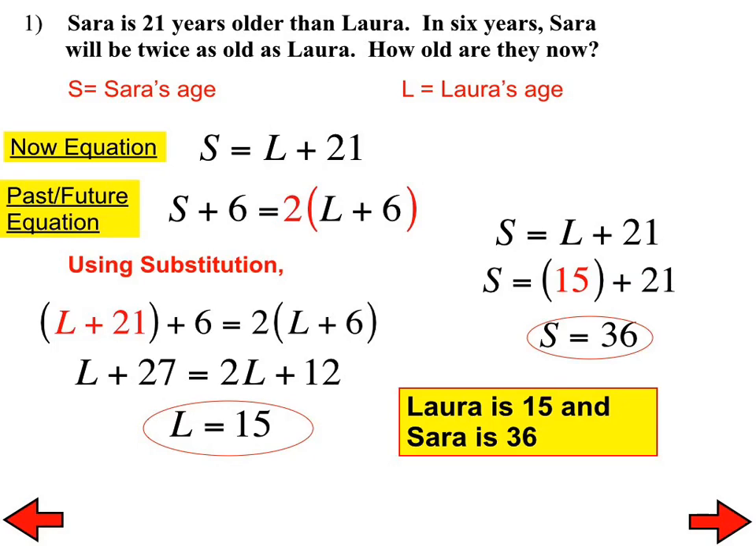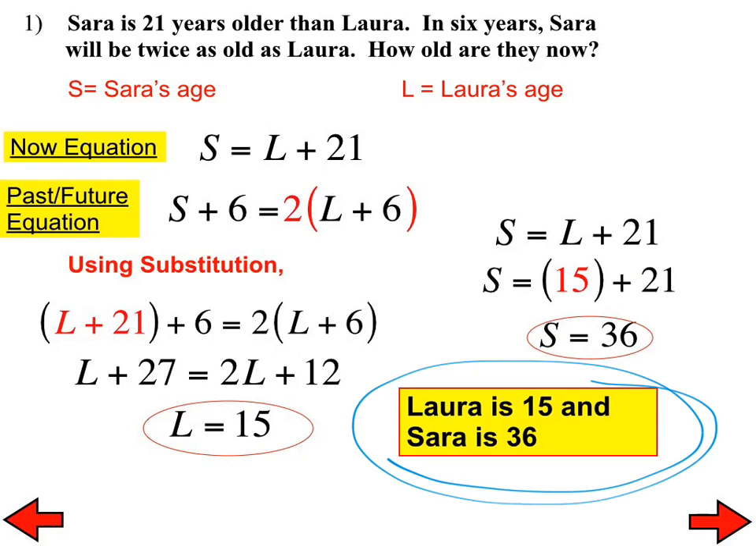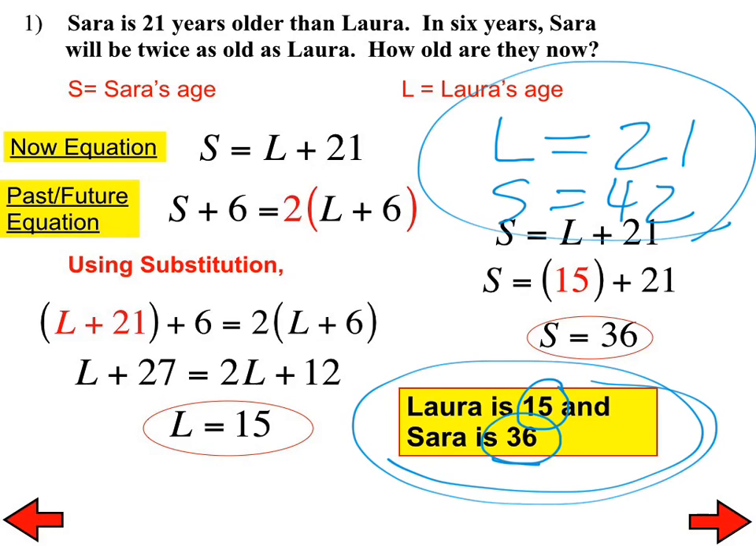Now, a quick check. The problem states that Sara is 21 years older than Laura. And as you can see right here, that is true. Sara is 21 years older than Laura. And then the second one says in 6 years. So Laura in 6 years, this is how old she is now, that would be 21. Sara in 6 years would be 42. So you can see in 6 years, Sara is twice as old as Laura is. So we know everything has to work there. All right, any questions about number 1?